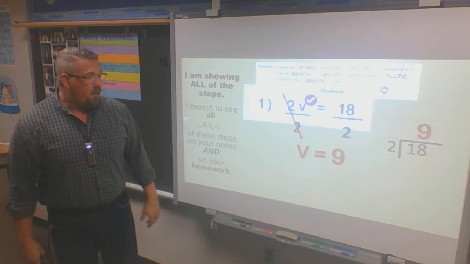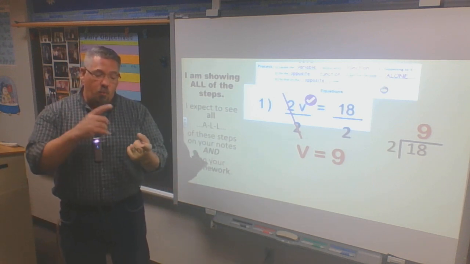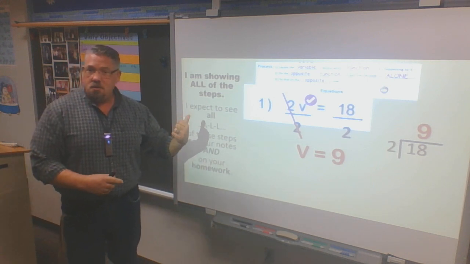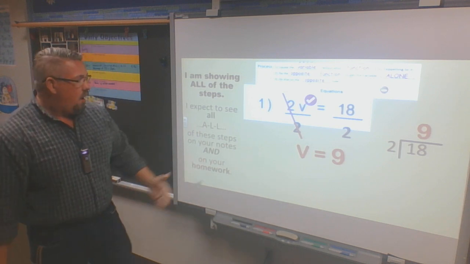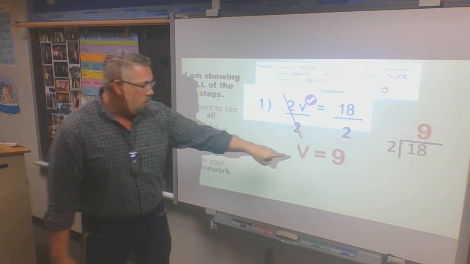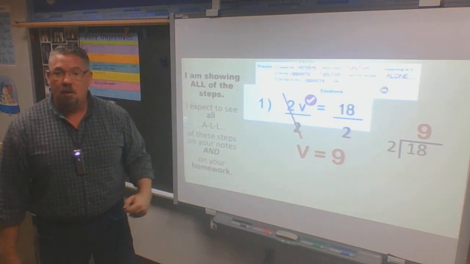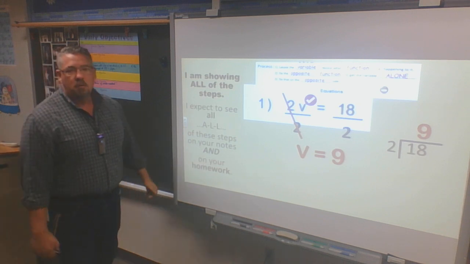You can always plug that in and find out by checking it. The way we can check math is either reworking the problem or with algebra, I just plug that in. If I know that 2 times v is equal to 18 and I say, well, v is equal to 9, is 2 times 9 18? It is. So I know I got it correct.